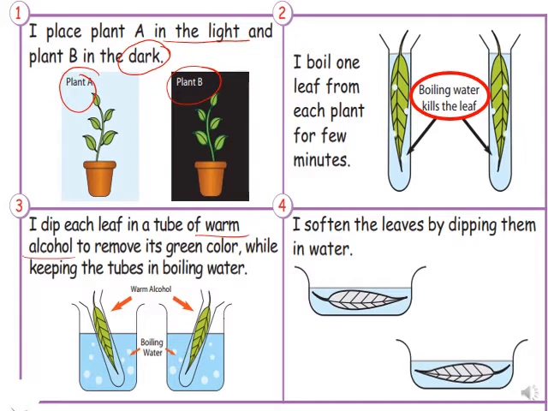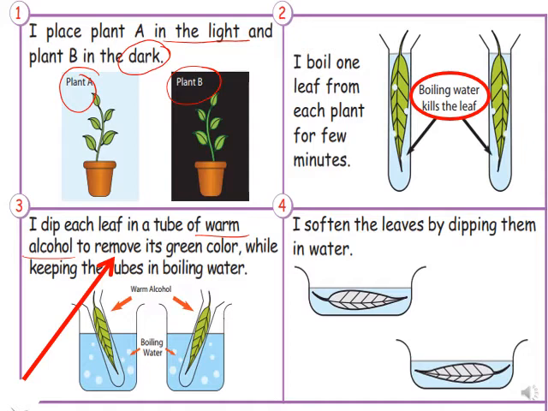Warm alcohol is used to remove the green color of the leaf while we keep the two tubes in boiling water. So what happened? We place two plants, one in light and the second in darkness. Then we boil them in the test tubes for a few minutes in boiling water. We said that the boiling water kills the leaf.